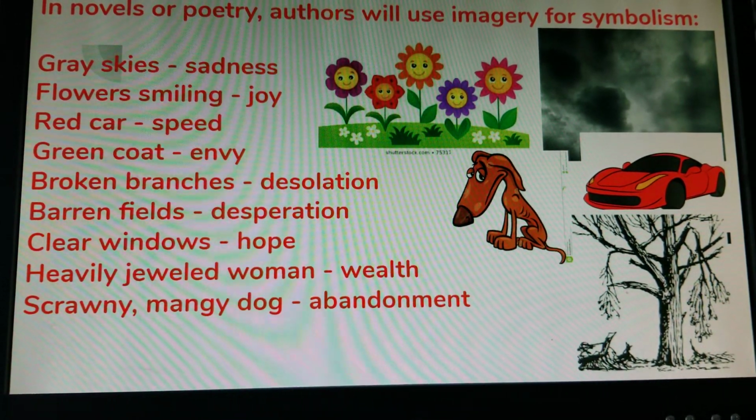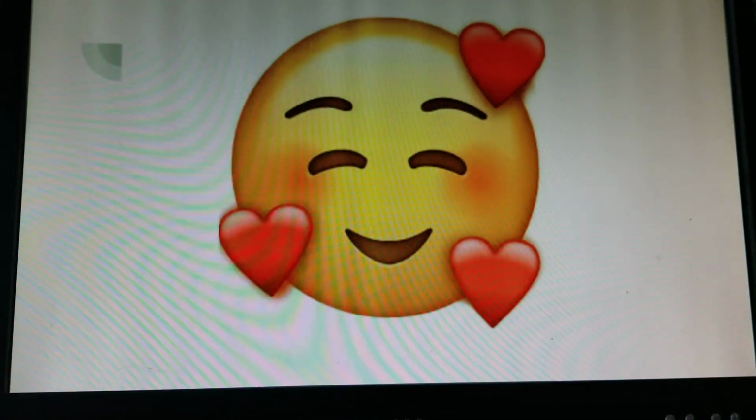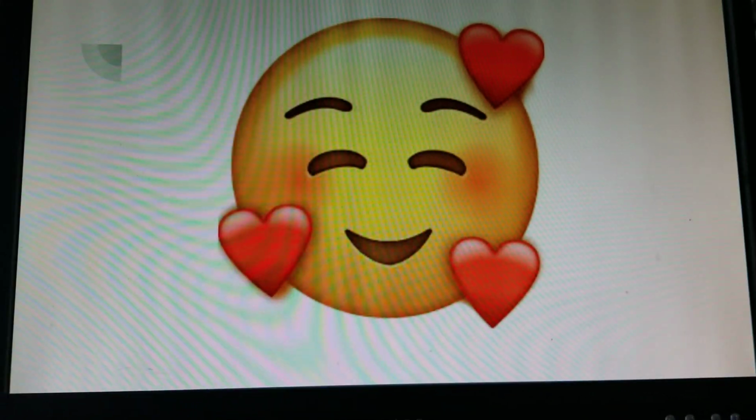And we are going to end with one emoji. What image am I trying to give you? What's that symbolic image that I'm trying to tell you?